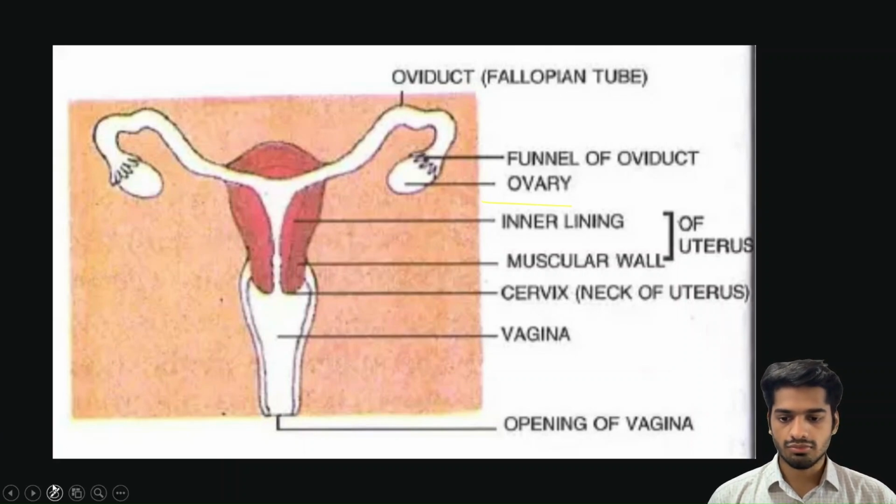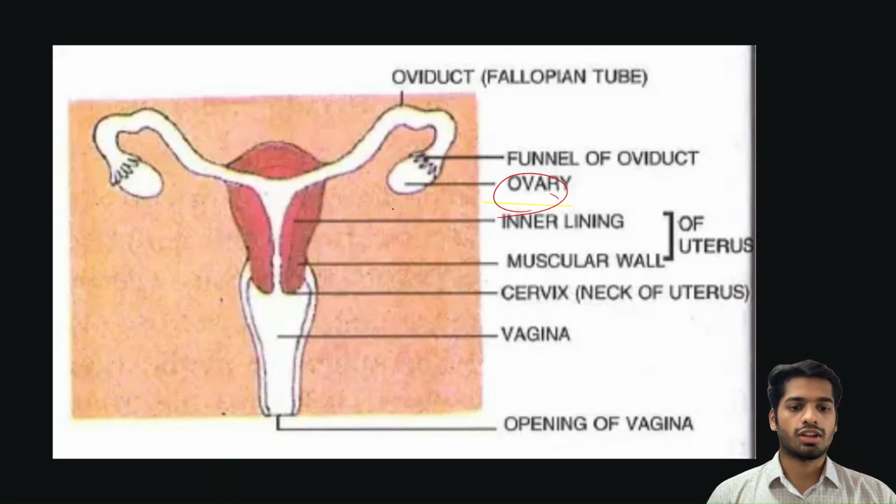So let me change the color. Yeah. So the first structure, which is the most important structure in the female reproductive system, is your ovary. So in females, there is a pair of ovaries. What do you mean by pair? There are two ovaries, a right ovary and a left ovary. So what is the function of the ovary?